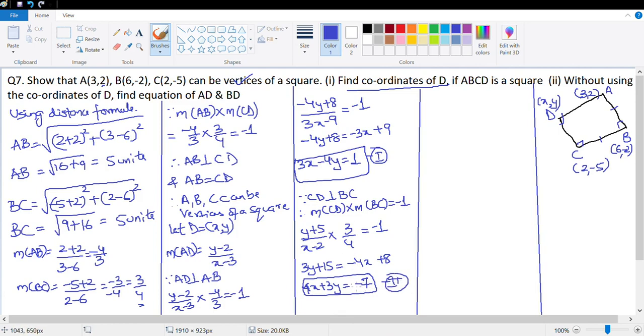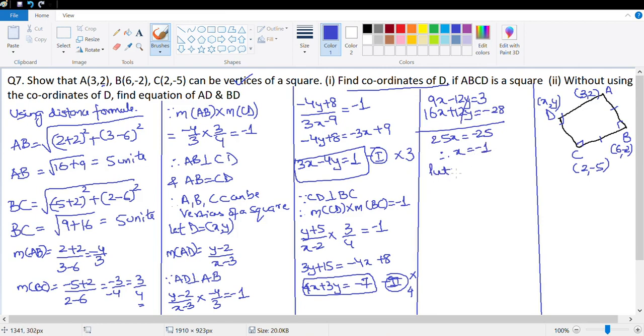We'll have to solve these two simultaneously to get my value of x and y. So if I multiply this with 3 and multiply this with 4, I will get the coefficient of y equal. So let's multiply. What I get is 9x minus 12y is equal to 3, and this I get is 16x plus 12y is equal to -28. Let's add. This becomes 25x is equal to -25. Therefore x is equal to -1.